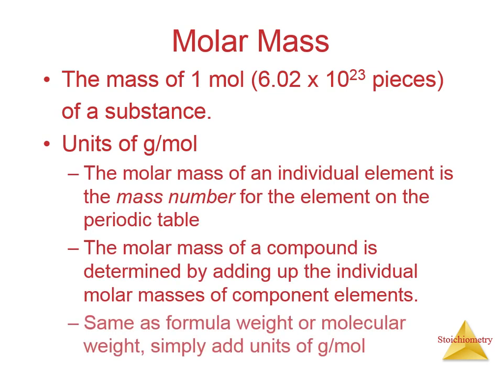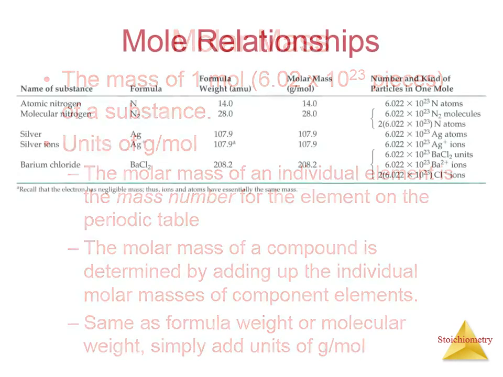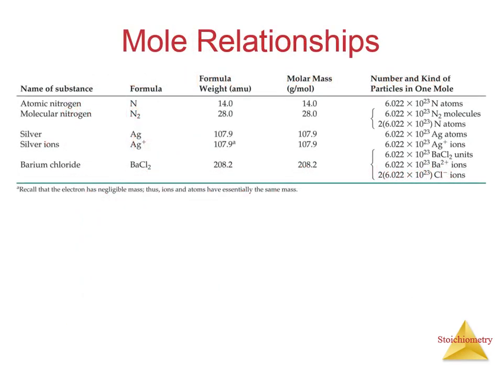Same thing with formula weight. Just add units. There's the number of particles. You can think about atoms versus particles. A good one to look at is here. If I got a mole of nitrogen, it's 6.02 times 10 to the 23rd atoms of nitrogen. If I have a mole of nitrogen molecules, I have 1 mole of molecules, but I have 2 moles of atoms, right? Because each molecule has 2 atoms in it. So if I have a mole of molecules, I have 2 moles of atoms.